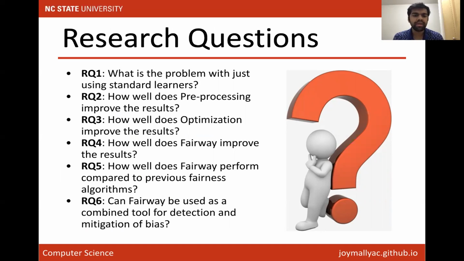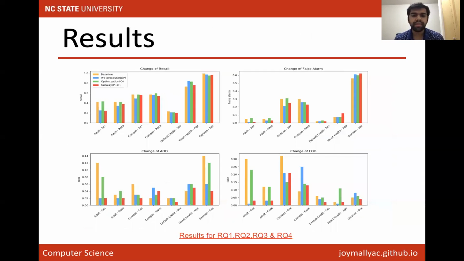The next research question is, what's the performance of Fairway compared to previous fairness algorithms? And the last one is, can Fairway be used as a combined tool for detection and mitigation of bias? These graphs will give you the answer to RQ1, RQ2, RQ3, and RQ4. These are the graphs of recall, false alarm, AOD, and EOD.